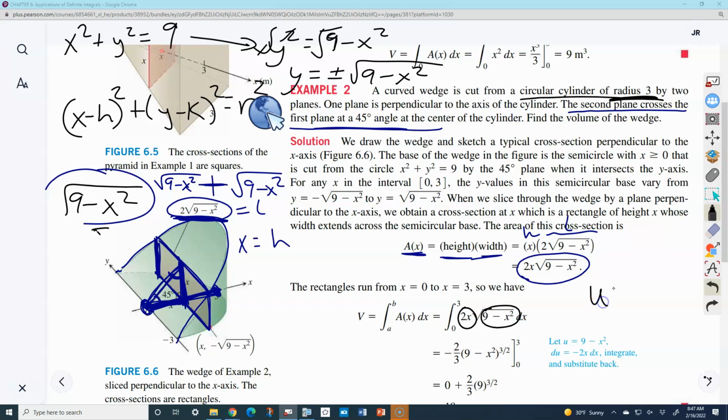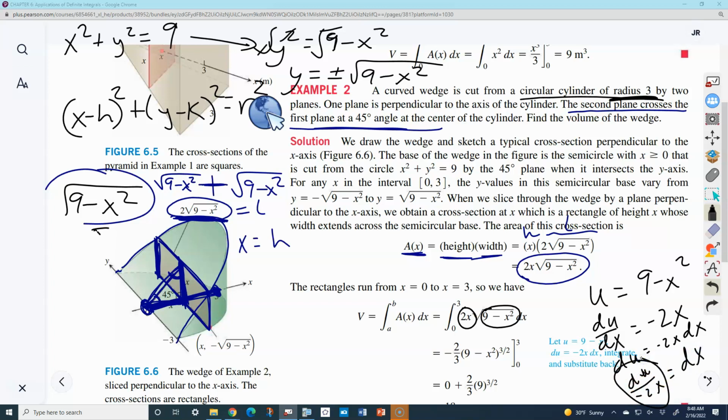So if I let u be the thing inside of the square root, 9 minus x squared, then du dx is going to be what? What is du dx for this? In other words, the derivative. Negative 2x. Yep. So then, if I solve for dx, du equals negative 2x dx, then du over negative 2x equals dx. And so I substitute that in for the dx.